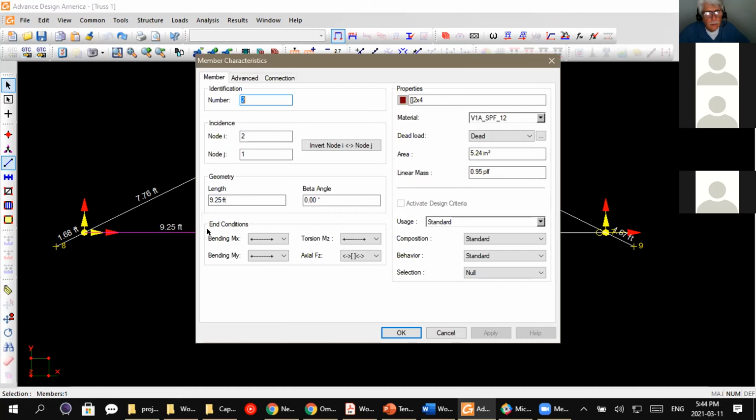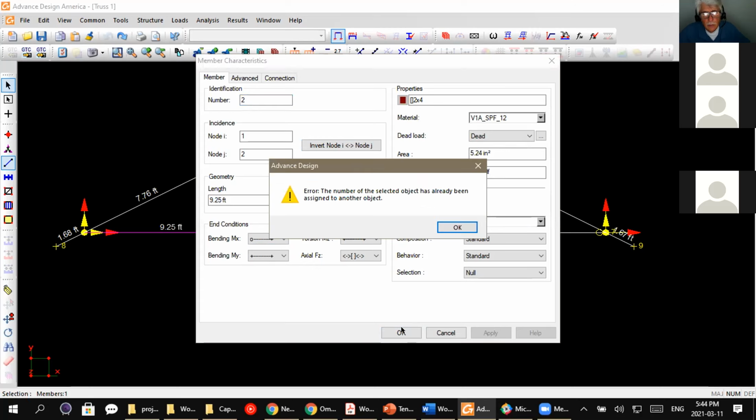Okay, so here, 2x4 SPF. Okay, member number 2. Oh, this is where, did you touch this? Invert? No, I did not touch. I is 2, J is 1. Well, let's invert it. The number of the selected objects has already been adjusted to another object.